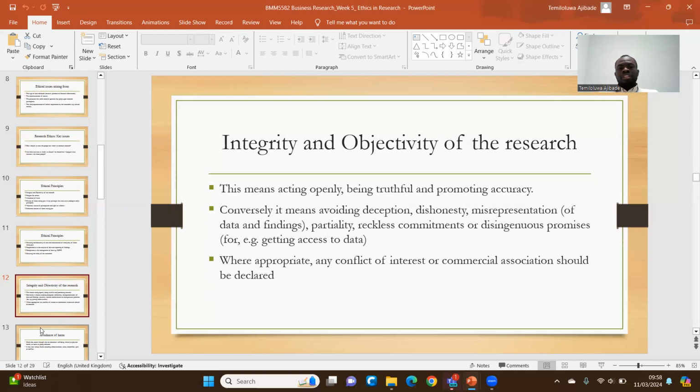Now, for instance, integrity is where if you are giving an incentive to someone to participate in research, you have to ensure that you truly give the incentives. Don't make people believe that if they participate in a research, you would give incentives, and after the research, you did not give it. So you are not being honest. If you give incentive, let them know, okay, for you to participate, we'll give you incentive. If you will not be giving incentive, declare that you will not be giving incentives.